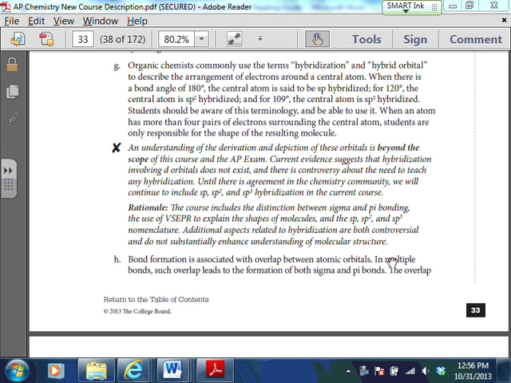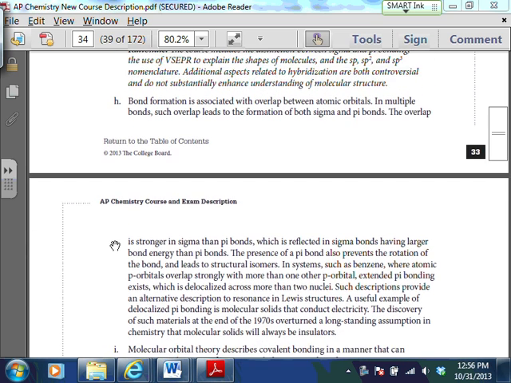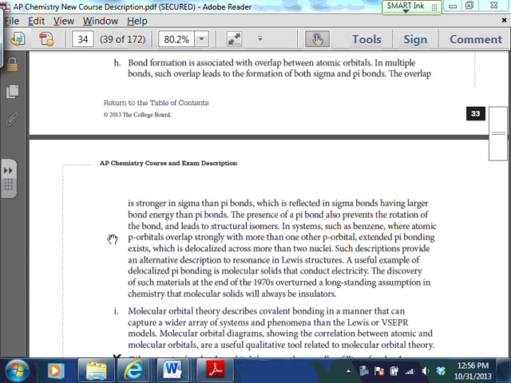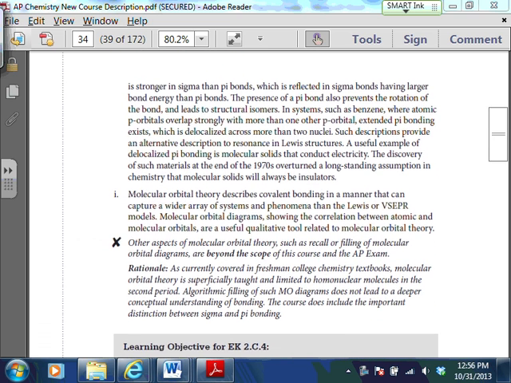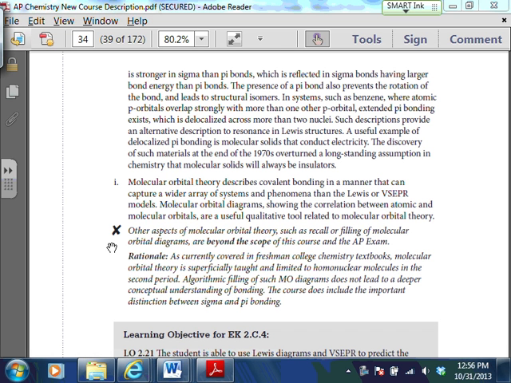Now, what I wanted to talk about at the end of this is some application of these concepts, because they do talk a little bit here about the idea of resonance. So they give an example like benzene. Atomic p orbitals overlap strongly with more than one other p orbital. Extended pi bonding exists, which is delocalized across more than two nuclei. Now I showed some pictures on this and explained it in the preview from 9496. So you might want to go take a look at that if you want to see the actual pictures here.